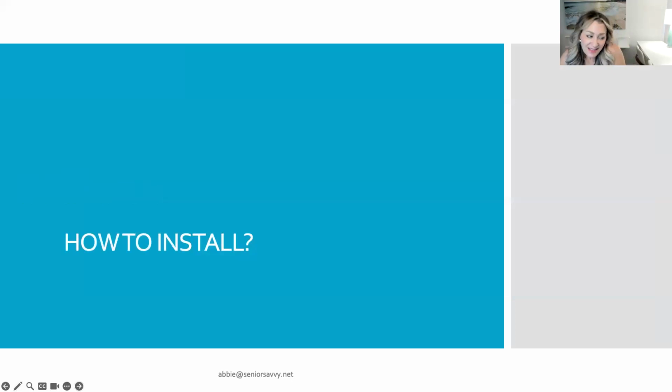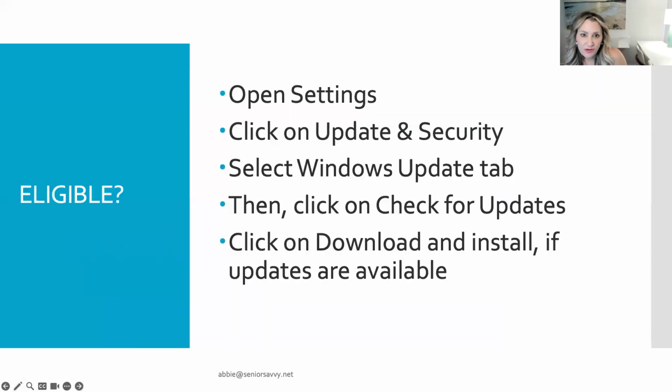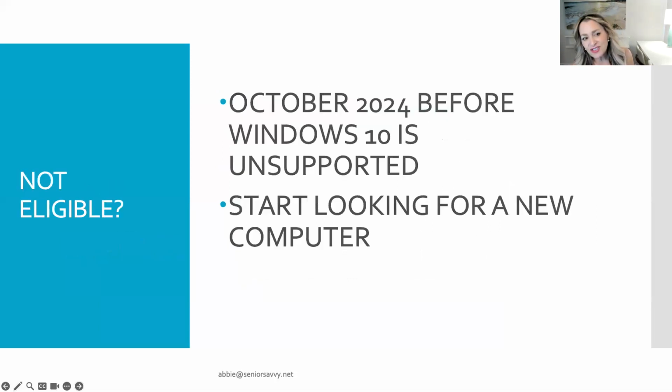Talking about the latest, let's talk about how to install Windows 11, okay? When you go onto your computer, if you want to check if you're eligible or not, you're going to go ahead and open up settings. You're going to click on Update and Security, select the Windows Update tab, and then check for updates. If you're eligible, it will tell you that you can download and install. If you're not eligible, well, you have about another year to make some decisions, okay?